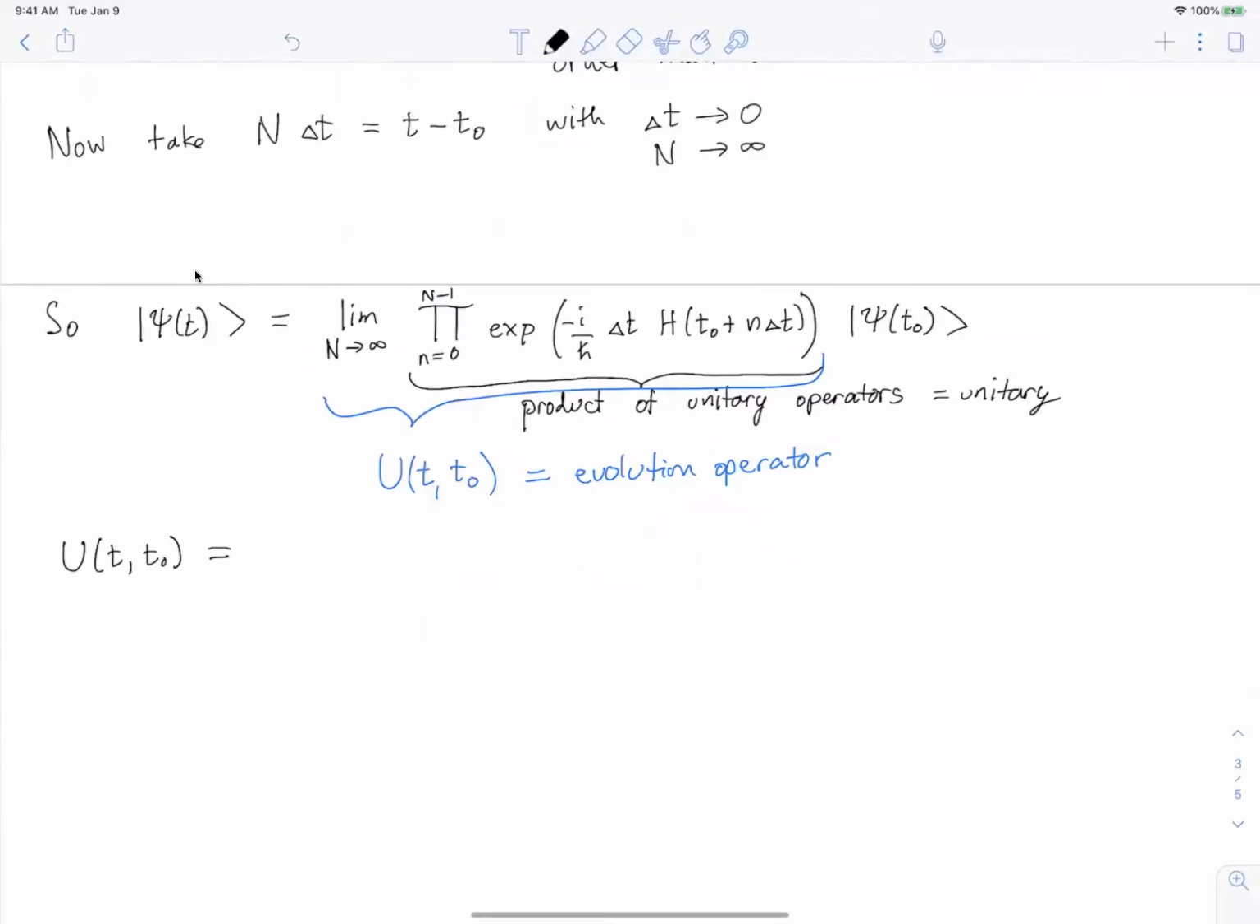This is really the same thing. It's just a matter of notation. But one writes a capital T symbol that I'll come back to in a minute, times an exponential, in which now I take this infinite product and turn it into an integral. So it's minus i over h bar, integral from t0 to t, dt prime of H of t prime.